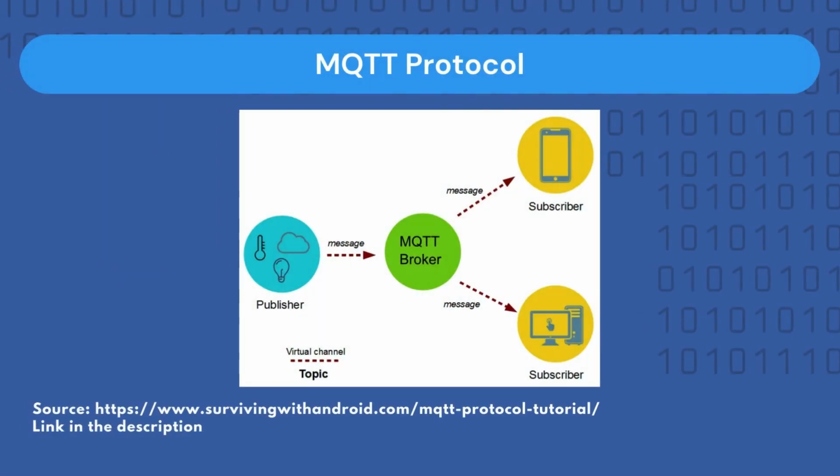So how does MQTT work? An MQTT client will first establish a connection with the MQTT broker. Once there's a connection, the client can either be a publisher and publish messages, or a subscriber to subscribe to certain messages, or do both. And when the MQTT broker receives a message, it forwards it to the subscribers that are interested in that message by filtering these messages into channels called topics.